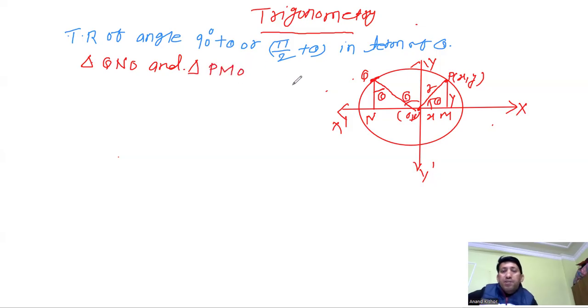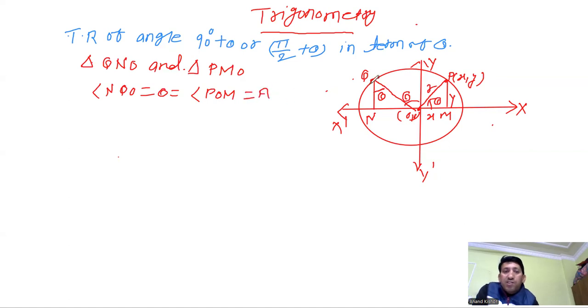PMO. In the previous class, we learned how to make triangles congruent. So in triangle NQO, angle NQO is equal to theta, and here also in triangle POM, angle POM is also theta. So this is the angle.